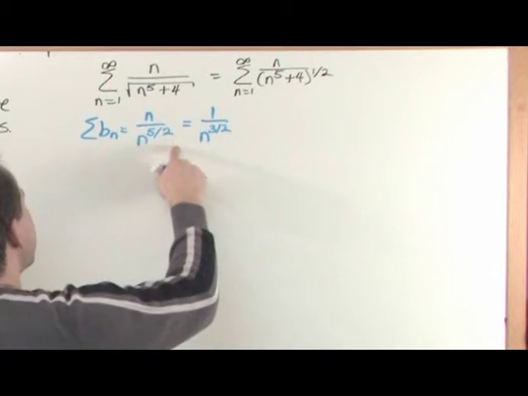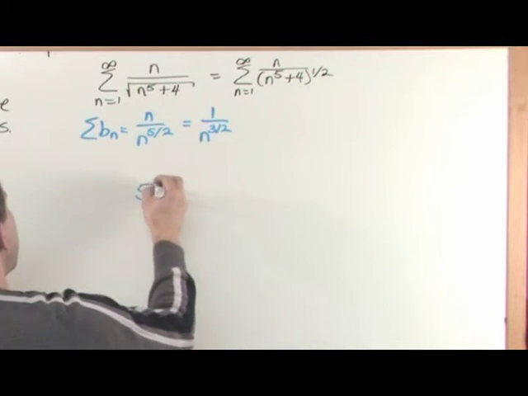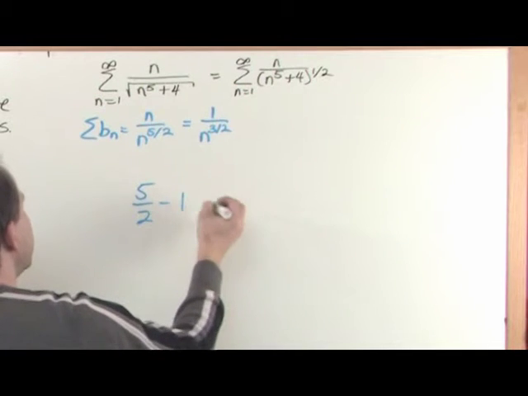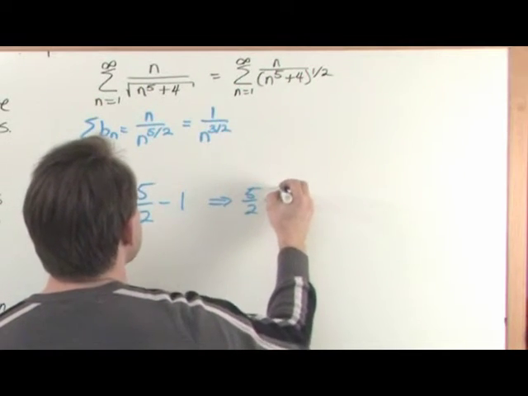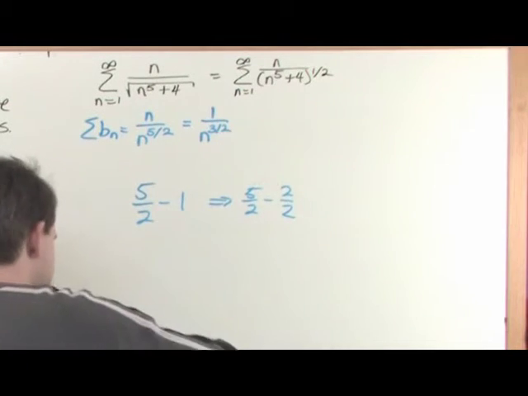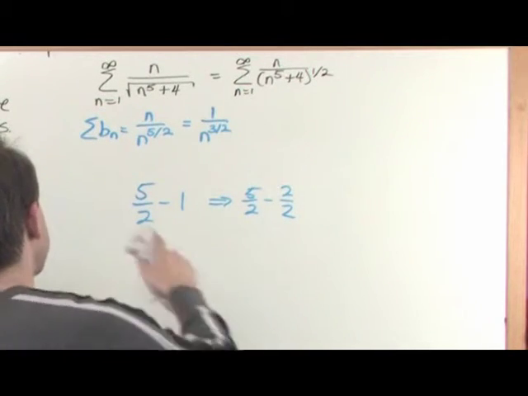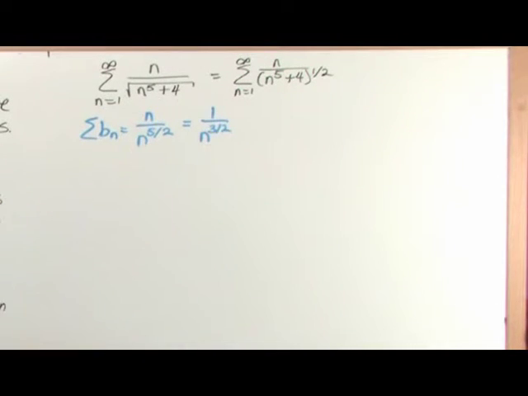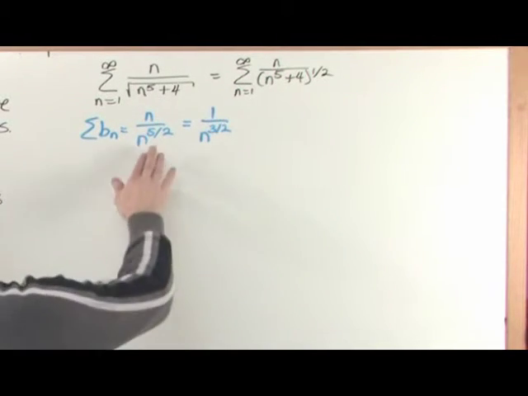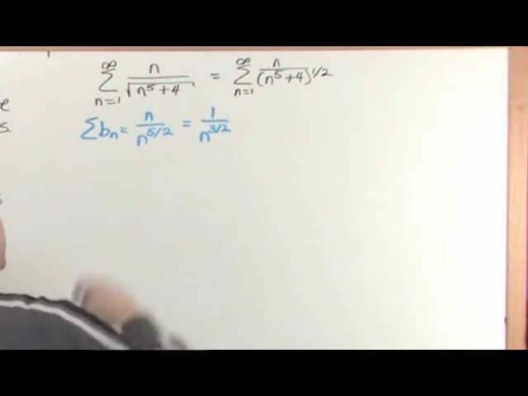So 5 halves minus 1 is 5 halves minus 2 halves, which gives you the 3 halves on the bottom. So you're just subtracting the exponents there to get that. This is a reduced form of b sub n, and we're going to work with that reduced form. We had the highest powers in the top and the bottom, and we just reduced it.